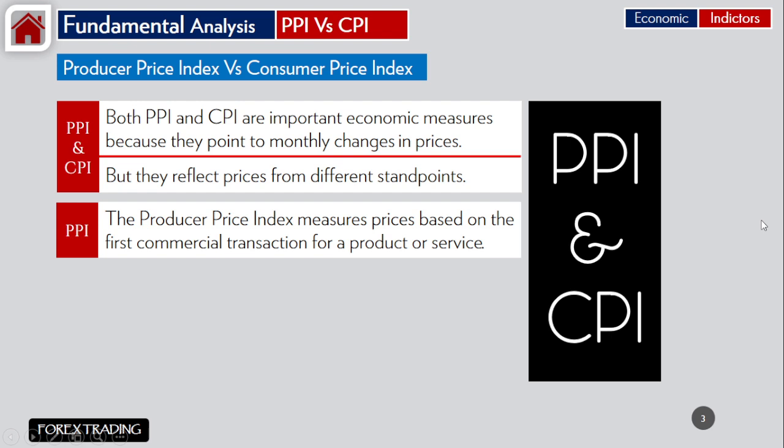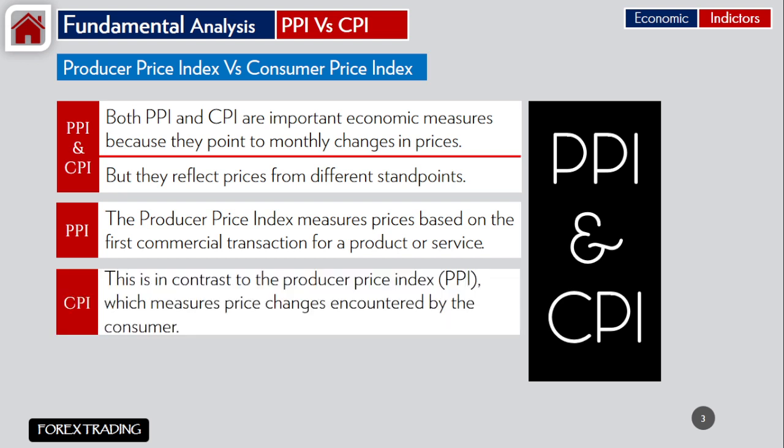PPI is the Producer Price Index that measures prices based on the first commercial transaction for a product or a service. In other words, this is the price that the producer or manufacturer identifies while producing something or while manufacturing something. On the other hand, CPI is in contrast to the Producer Price Index, and CPI measures price changes encountered by the consumer. So CPI is basically from a consumer perspective, and PPI is from the producer or manufacturer perspective.